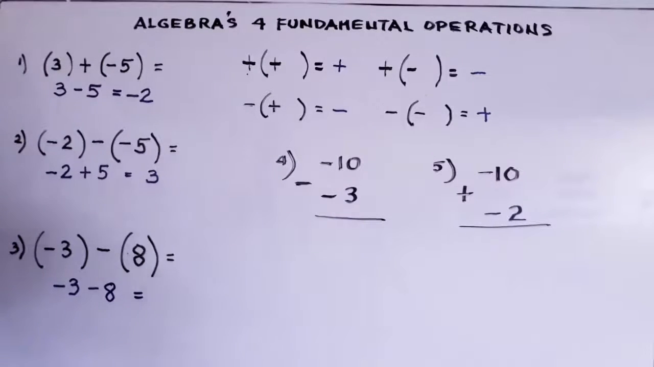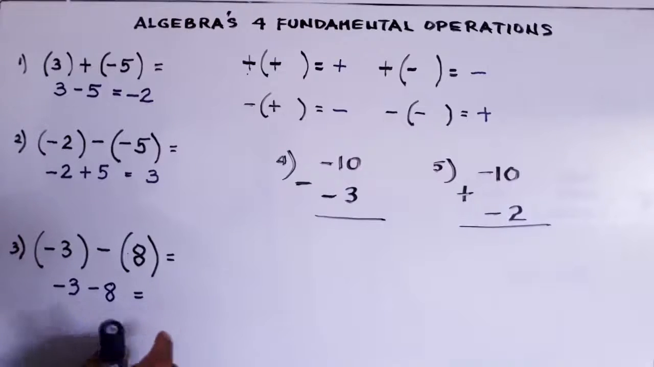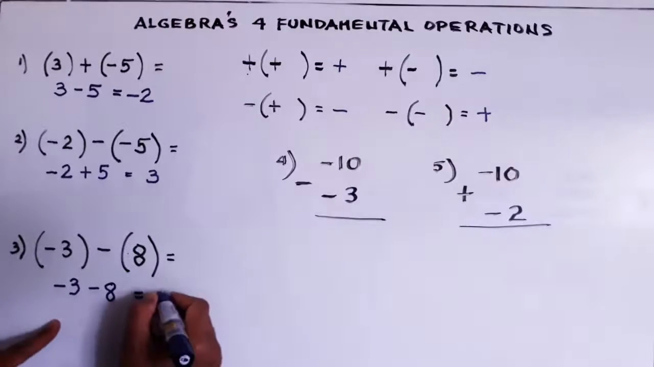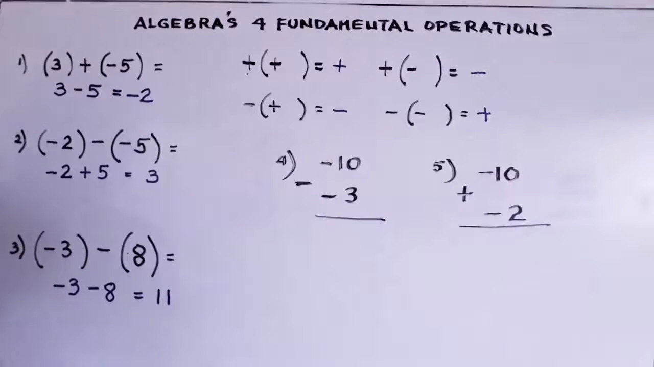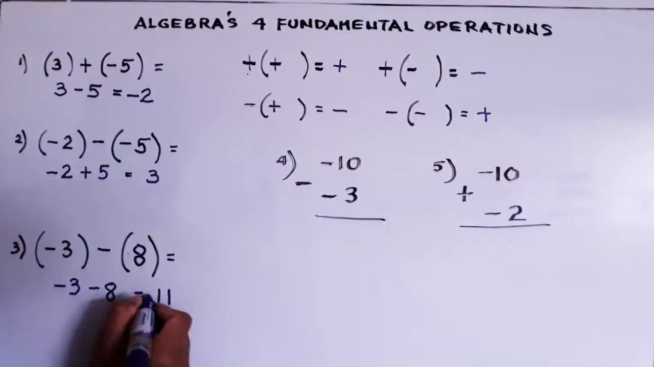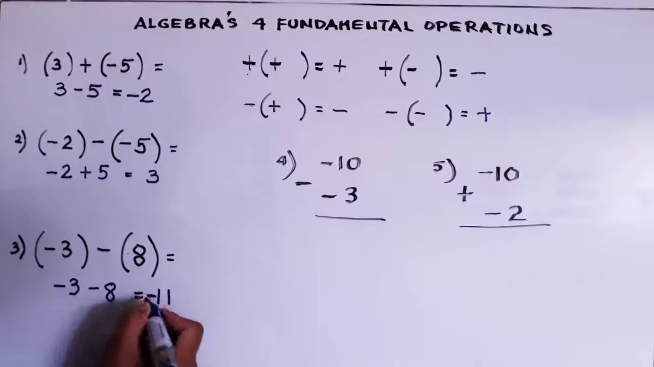Alright, follow the rules of addition. Like signs we add. So negative, negative, same signs. We add 3 plus 8, 11. And what's the sign here? Of course negative, negative, it is still negative. So that is negative 11.